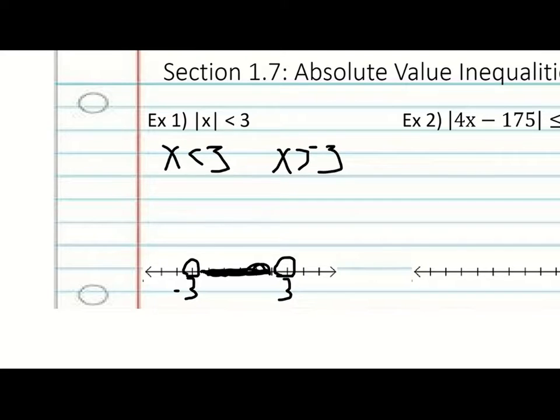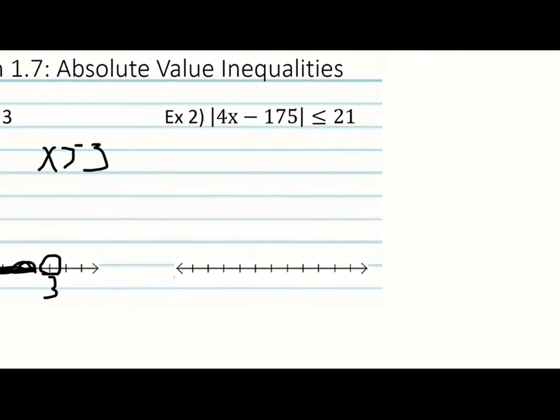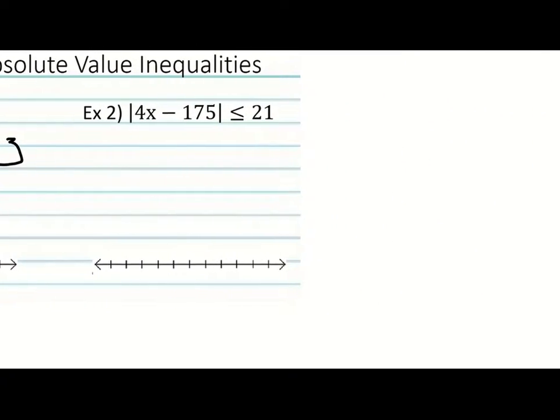So now let's take a look at example 2. Example 2 says the absolute value of 4x minus 175 is less than or equal to 21. So just like when we solve an equation, we want the absolute values to be by themselves. In this case it is. So I'm going to rewrite my two equations.